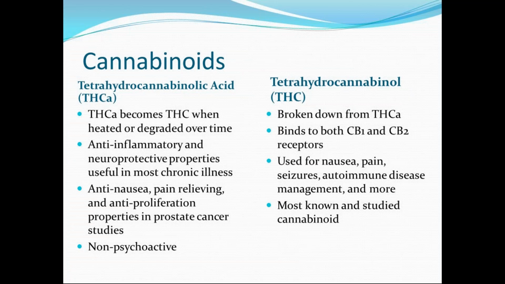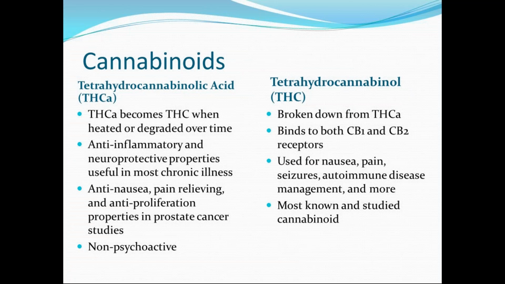So let's start off with tetrahydrocannabinolic acid, and that's a mouthful, so we'll just call it THCA. THCA becomes THC when heated or degraded over time. THCA is incredibly anti-inflammatory and does have neuroprotective properties. It's useful in most chronic illnesses. And the exciting thing is THCA is really being studied for autoimmune disease. And that's really exciting to me because I have autoimmune disease.